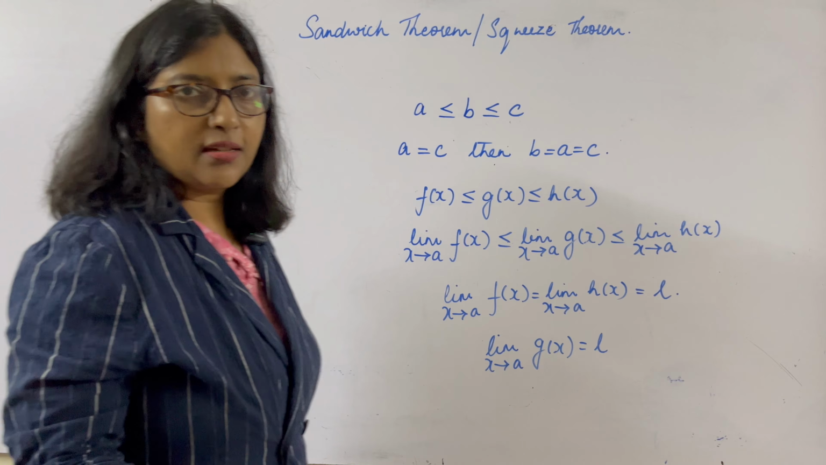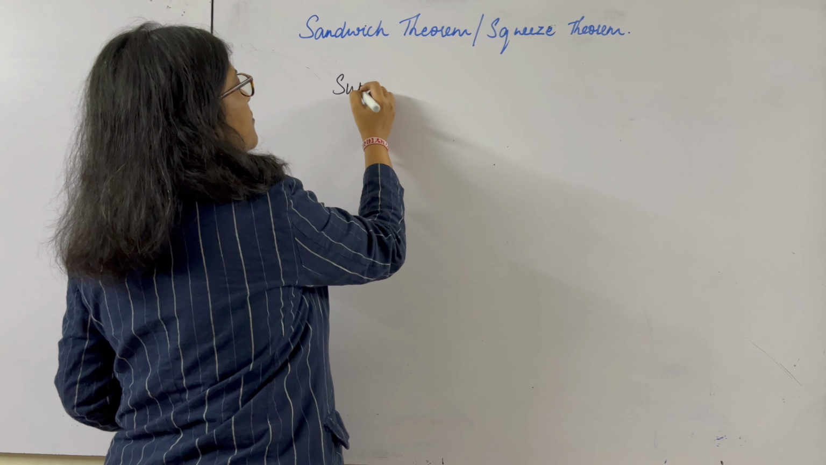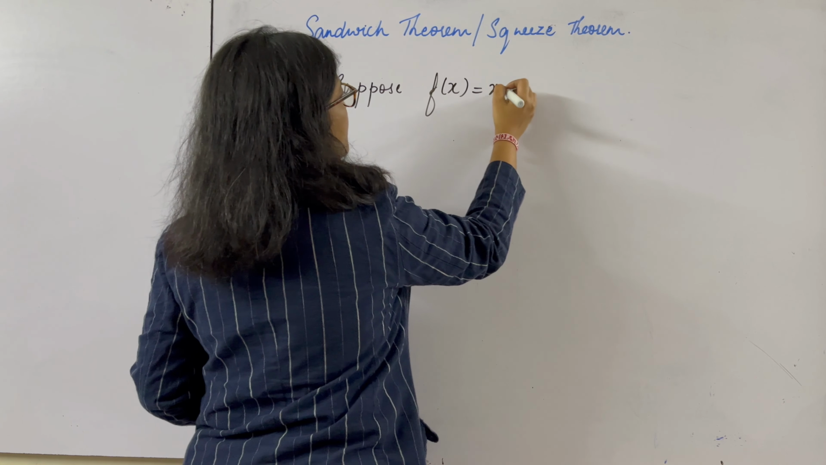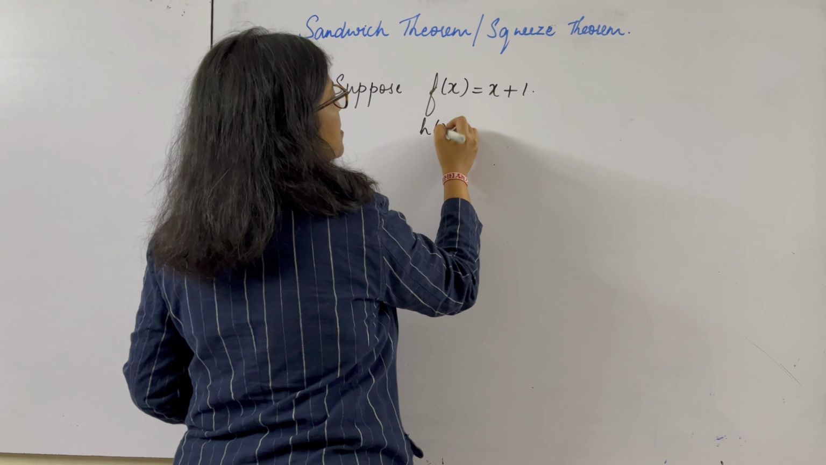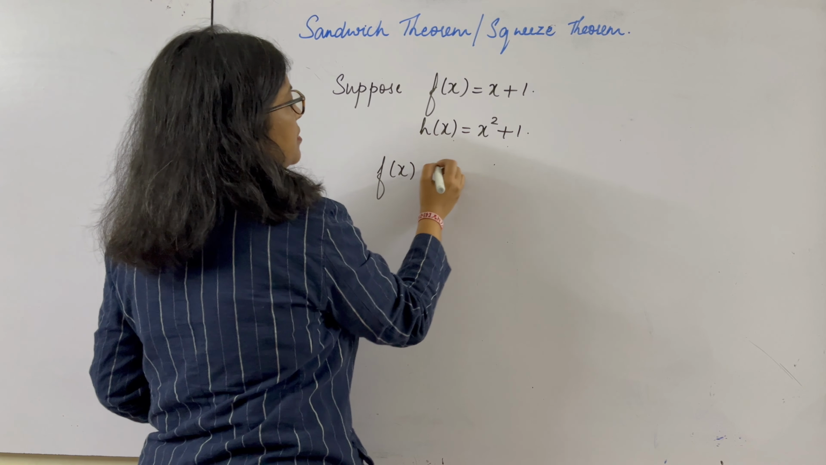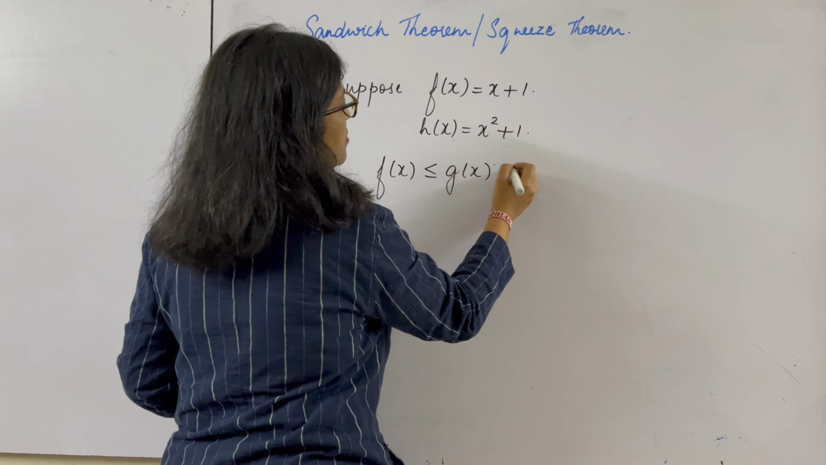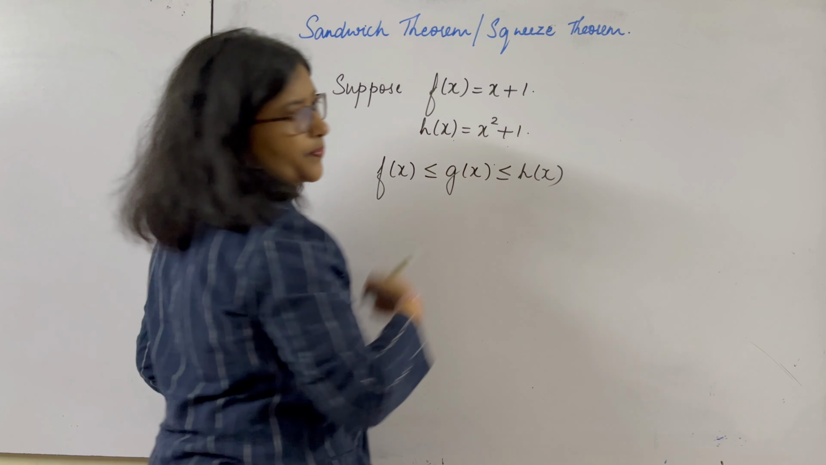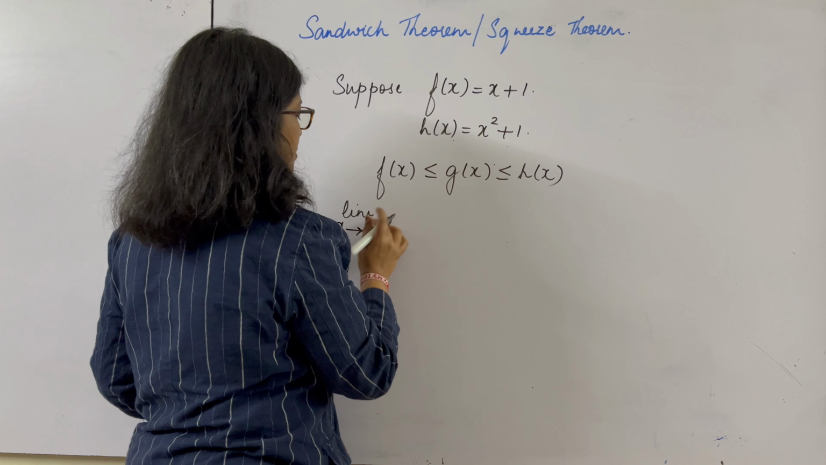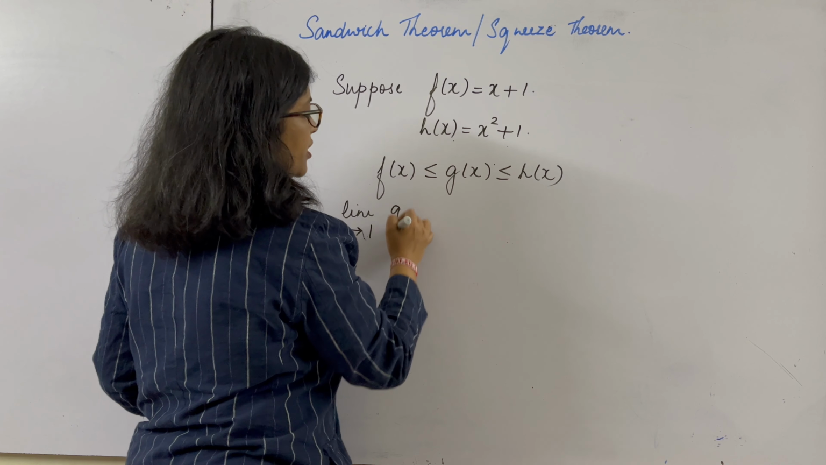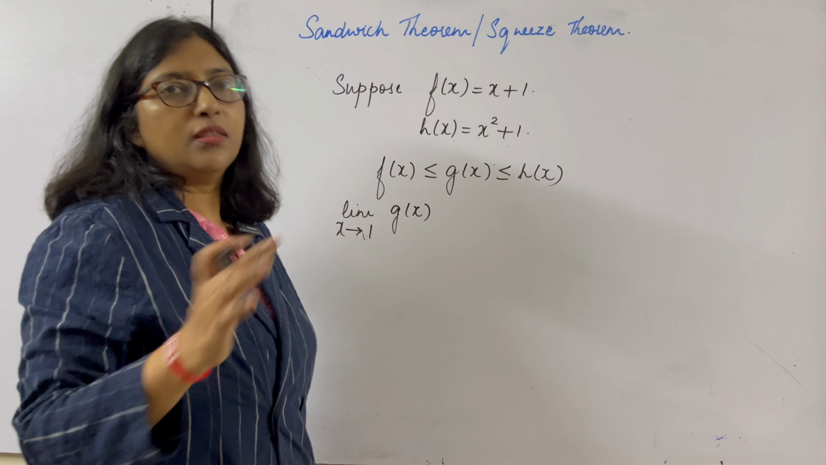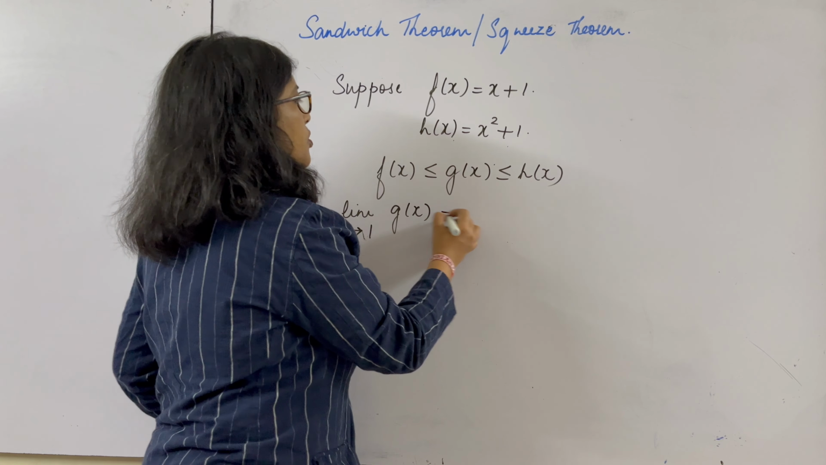Now, let us understand this with an example. Suppose the function f(x) is x plus 1 and h(x) is x squared plus 1, and we are given that g is sandwiched in between or squeezed in between f and h. Now, the question is to find the limit of g(x) when x tends to 1, that is, we are taking values in the neighborhood of 1. Okay. So, this is what we have to find.